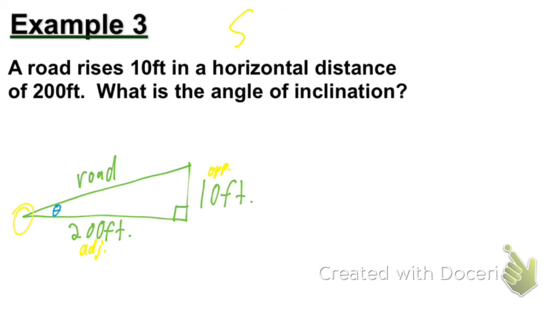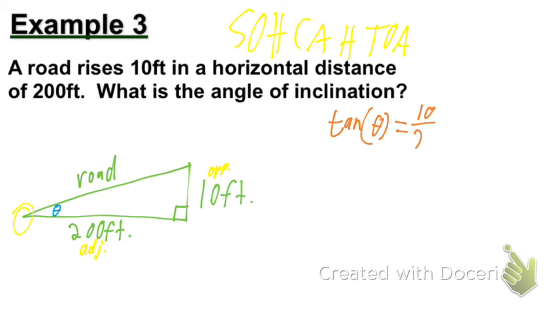So, we can write out SOHCAHTOA again. Is it a bad idea for you guys to continue writing SOHCAHTOA for your worksheets? Which of these three deals with opposite and adjacent? TOA. What trig function is that? Tangent. So we take tangent of the angle. What's our angle this time, though? Theta. Tangent of theta equals what? 10 over 200. Opposite over adjacent.